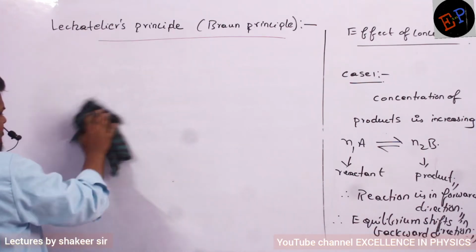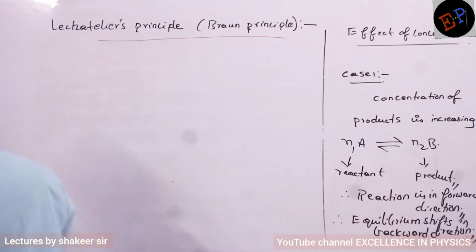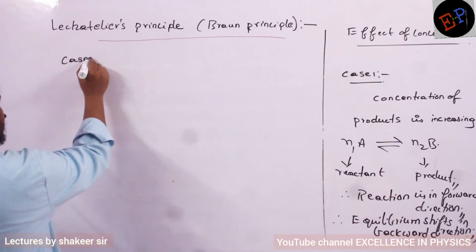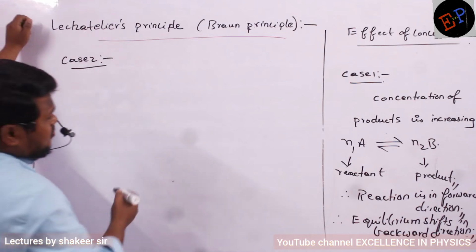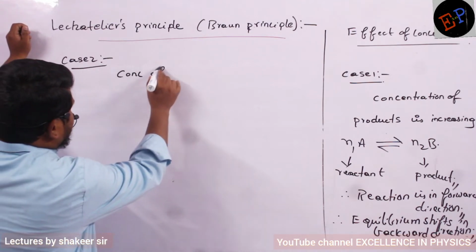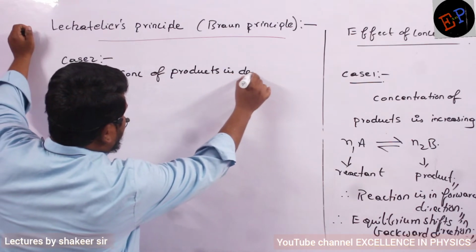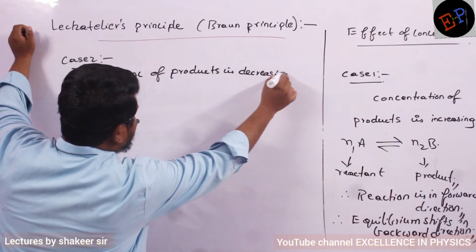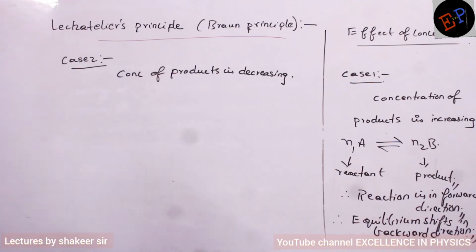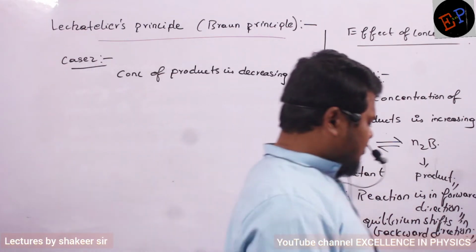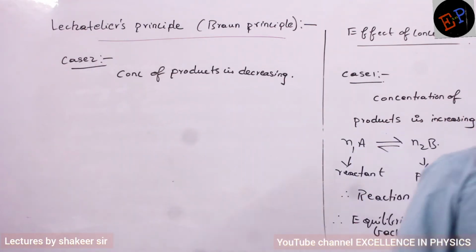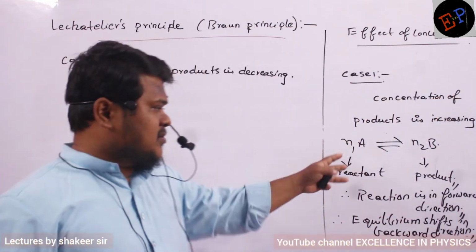So for every 2 exams, you will be getting 1 question from this one. Le Chatelier's principle. Okay. Case number 2. What is case number 2? Concentration of products is decreasing. Then in which direction should the equilibrium shift? Forward direction. That's all. Just opposite of this one.